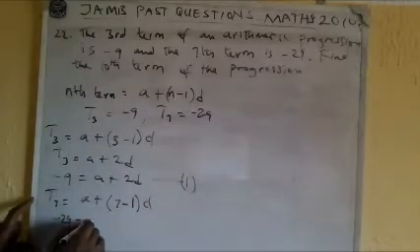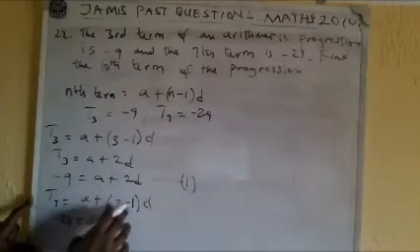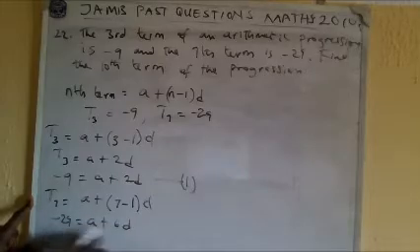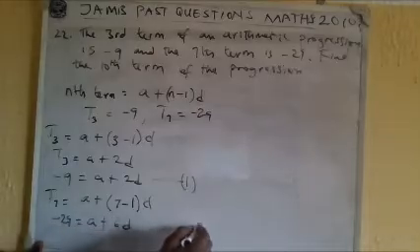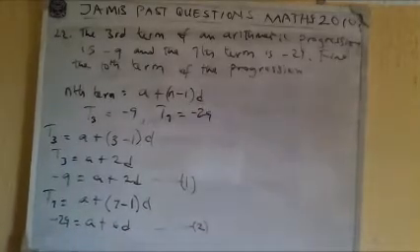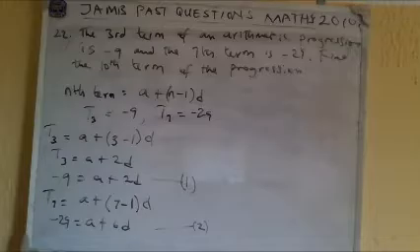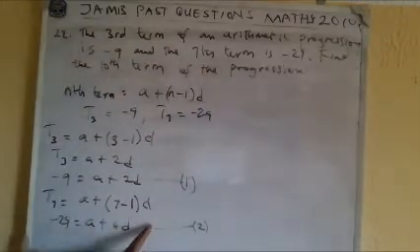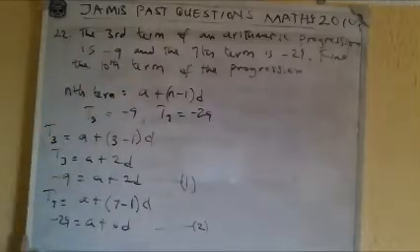-29 is equal to a plus 7 minus 1, which is 6, then d. This T7 here has two variables, a and d. Let's call it equation 2. At this point, we're told to find the 10th term. To find the 10th term, we need to know what a is in this progression and what d is in this progression. So what is a in this progression?